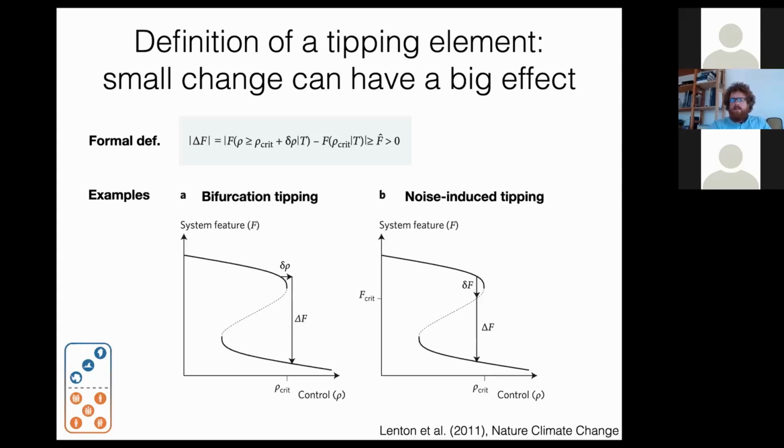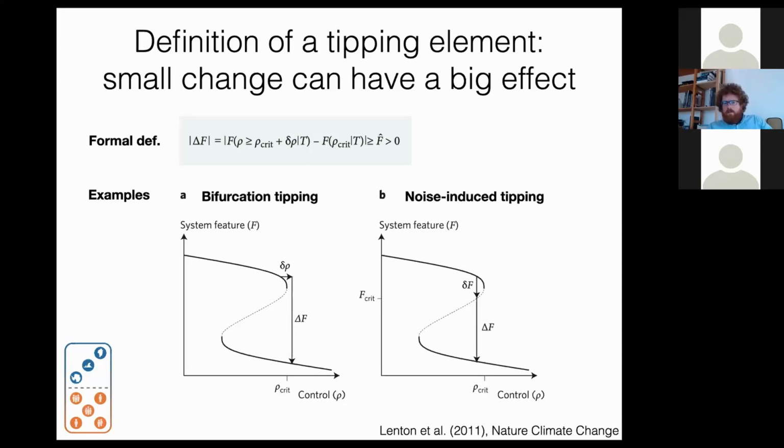But the idea is that the small change can either be in a parameter, in a control parameter. It can be in state. For example, in noise-induced tipping, if noise pushes the system over its unstable manifold, the system can fall down to a different state. And in bifurcation tipping, of course, it's a small change in parameter that can lead to this transition. But of course, there's also other types, such as rate-induced tipping, for example.